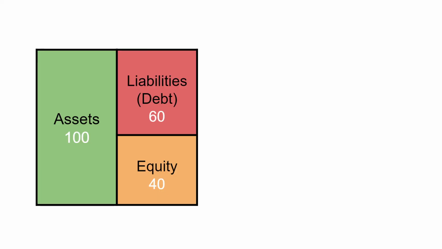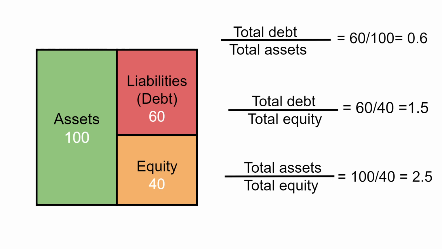Then we have all numbers, and we can calculate the other two ratios. So the first formula that you see is in our example, and the other two numbers, 1.5 and 2.5, are: 1.5 is the debt to equity ratio, and 2.5 is the equity multiplier.